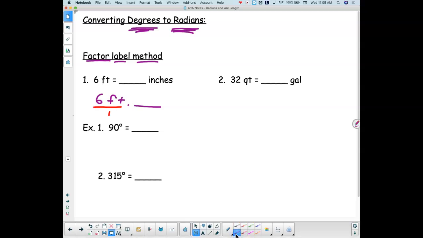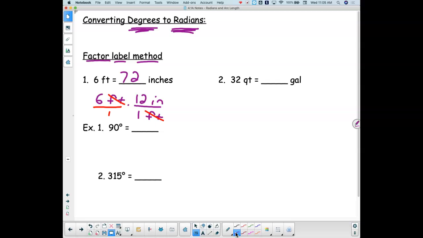Keep thinking about units. If I want my units to cancel, I know I need that 1 foot on the bottom and that 12 inches on top. So my feet cancel top to bottom. So I just do 6 times 12, and that's 72 inches. So you guys try number 2.